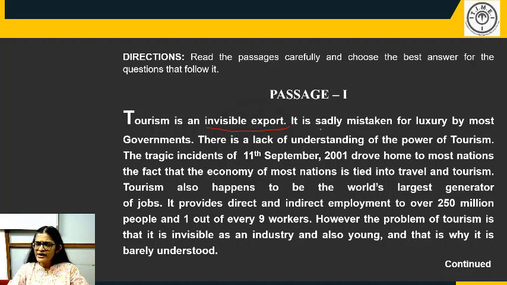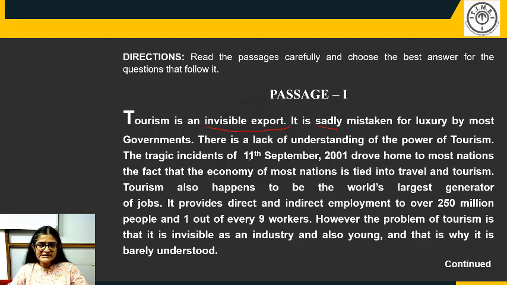Why sadly? Why do you think the author has used this word sadly? Because if it is mistaken for a luxury by the governments, then they will not do enough to make it accessible to the common man. They won't do enough to support or promote tourism, right? There is a lack of understanding of the power of tourism.